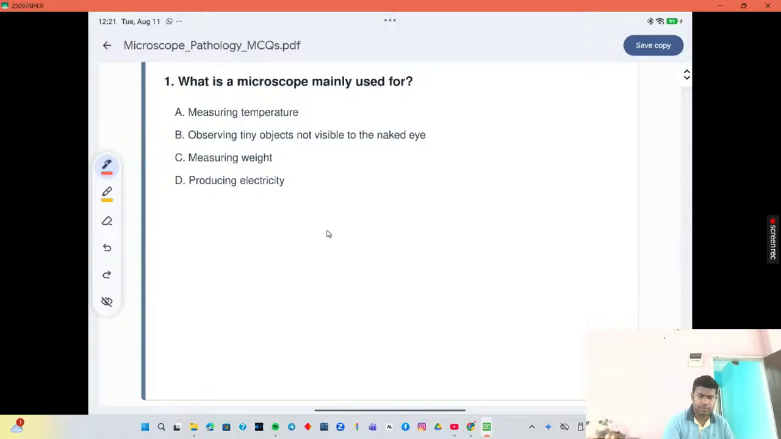The answer of this question will be option number B. What is the question given? What is a microscope mainly used for? A microscope is used to observe tiny objects which are not visible to our naked eye. And this will be the answer of this question.